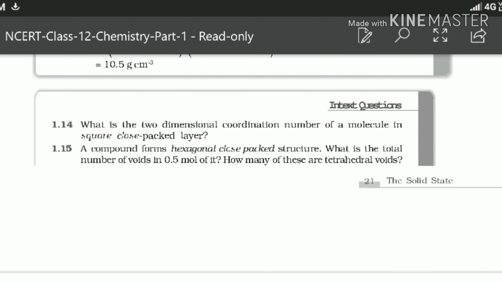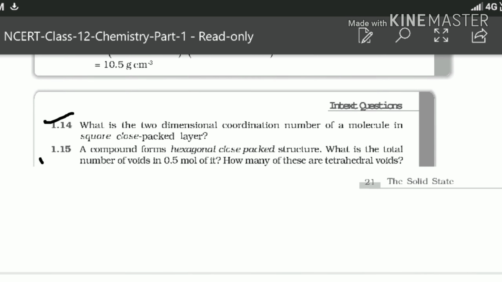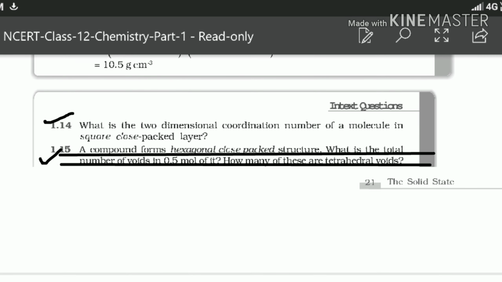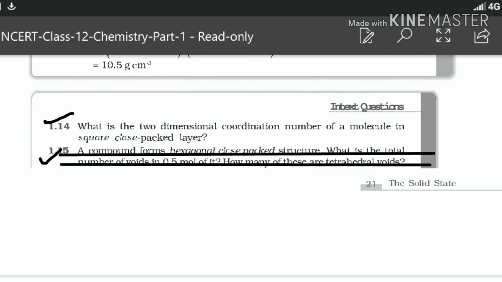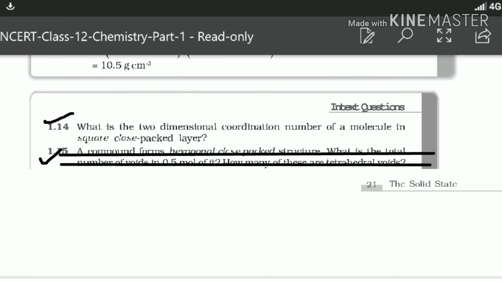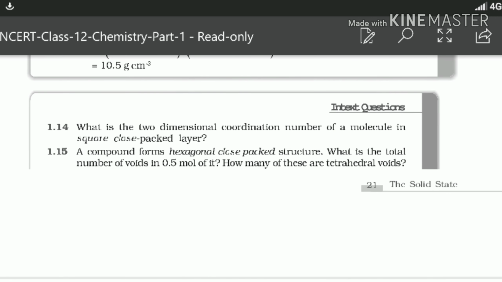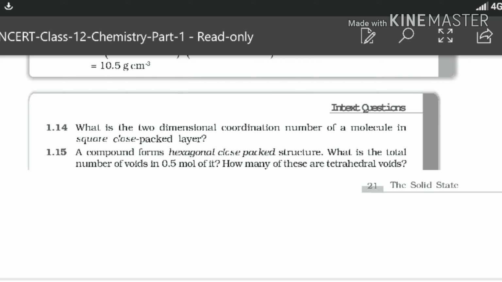Now let's move to the next question. A compound forms a hexagonal close packed structure. What is the total number of voids in 0.5 mole of it? How many of these are tetrahedral voids? Here it is asked that we have a hexagonal close packed structure. We have to find out the number of voids as well as the number of tetrahedral voids separately.